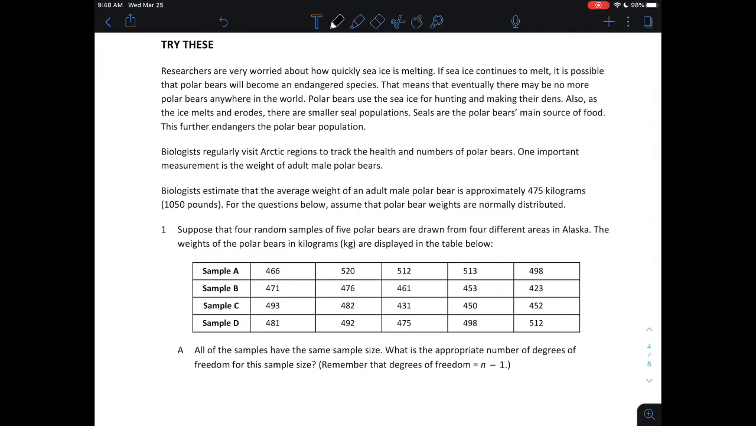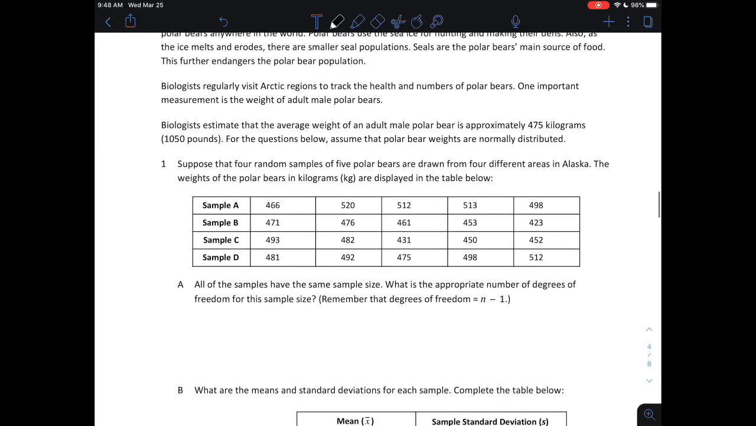So first, number 1. Suppose that 4 random samples of 5 polar bears are drawn from 4 different areas in Alaska. The weights of the polar bears in kilograms are displayed in the table below. So here we have the first sample, sample A, and there's the 5 polar bears to the right. Second sample, which is the second row, sample B, there's the 5 polar bear weights to the right of that, and then sample C and sample D.